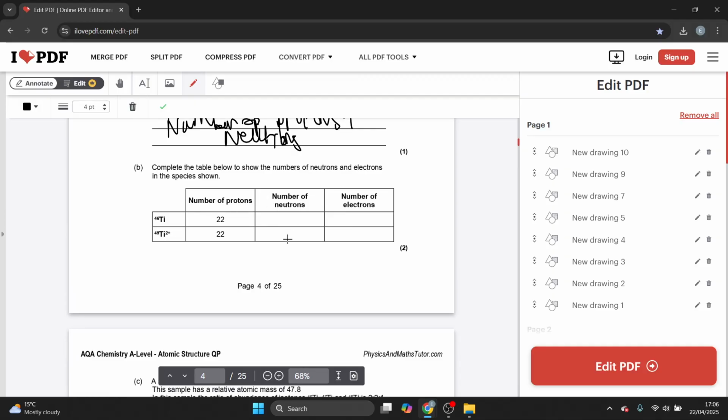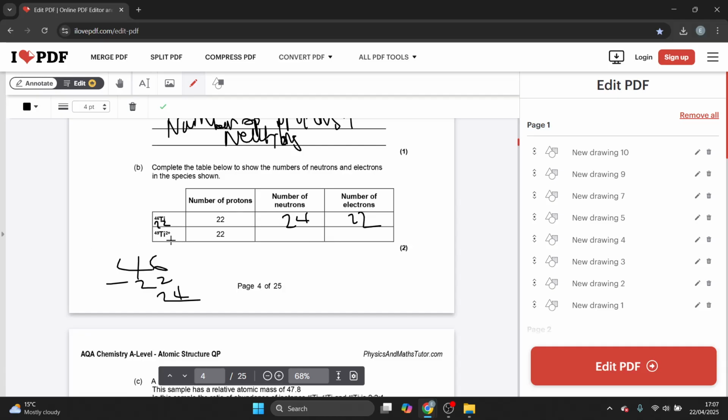Part B, complete the table below to show the numbers of neutrons and electrons in the species shown. So with titanium, if I look here, Ti, I can see I've got a 22 on the bottom. So the number of neutrons is going to be 46 minus 22, which is 24. The number of electrons is just going to be 22.